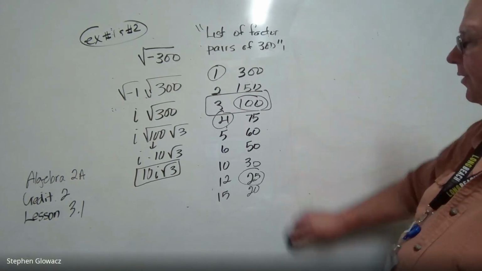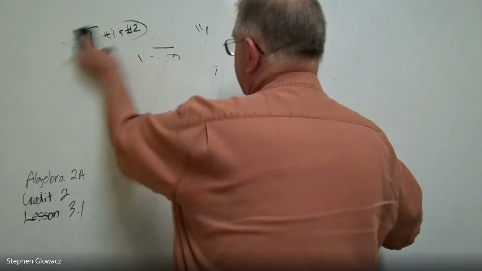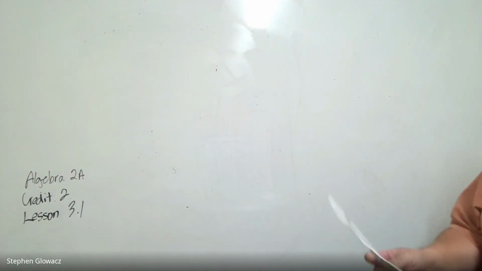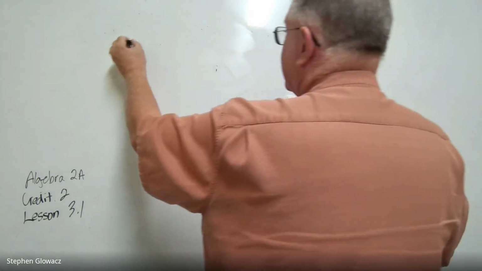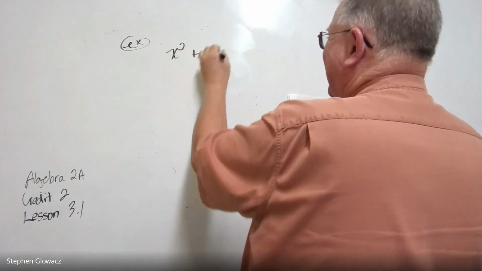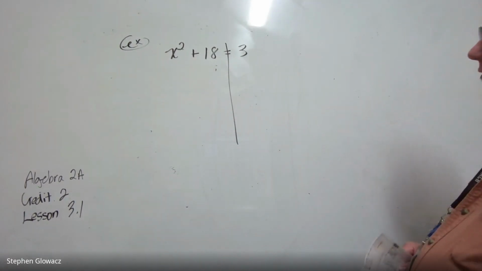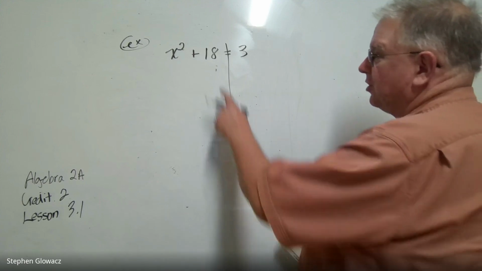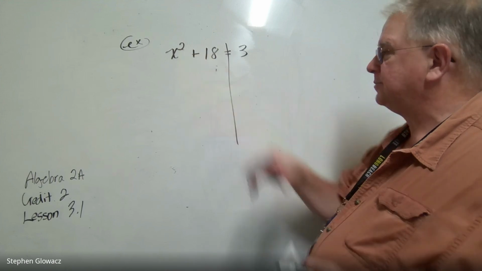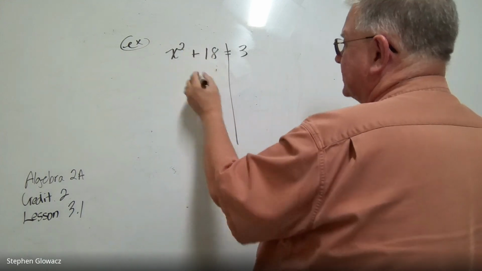For problem 3, we're solving an equation, and we're going to have an imaginary solution. So let's take a look at an example for that. Our example for number 3, we have x squared plus 18 equals 3. Let's go ahead and solve this. It looks like we have 2 steps to solve. We have to eliminate the 18 and also eliminate the exponent.